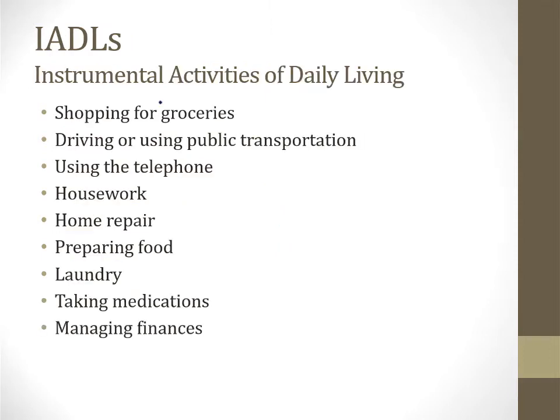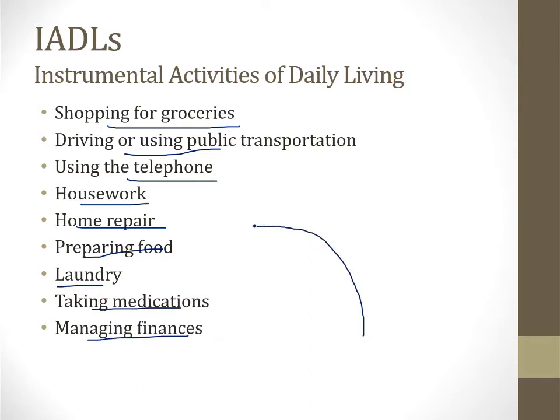On this slide, I've listed IADLs. These are things like shopping for groceries, driving or using transportation, using the phone, working around the house or repairing things, preparing food, doing your laundry, taking medicines, managing finances. Elderly patients who are unable to do these things can often live by themselves, but they need some help, either from family, or there are many places called assisted living places where elderly patients can have an apartment, but someone comes every day to help them with the things listed on this slide.